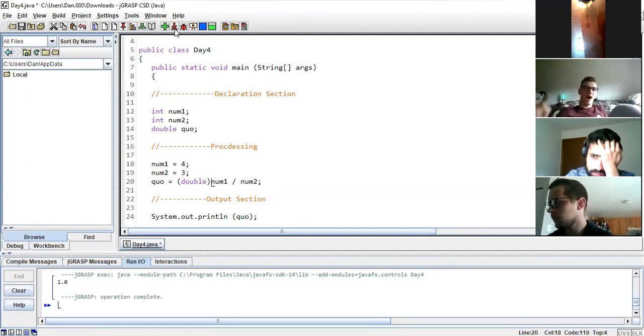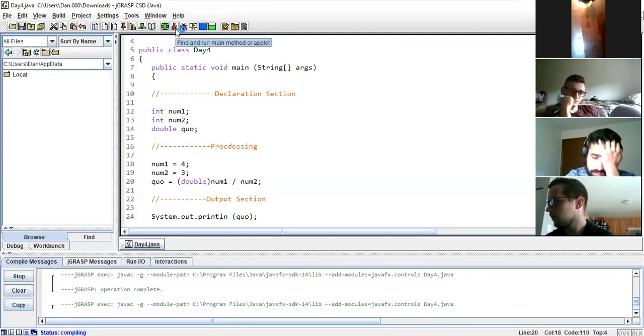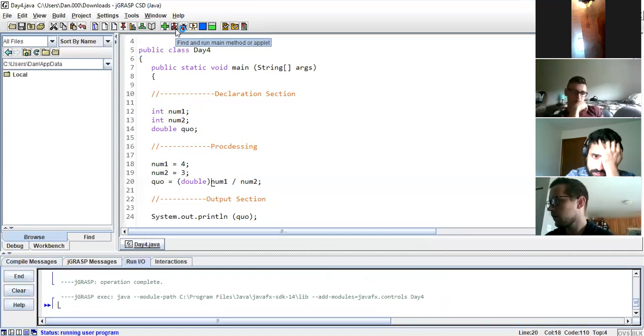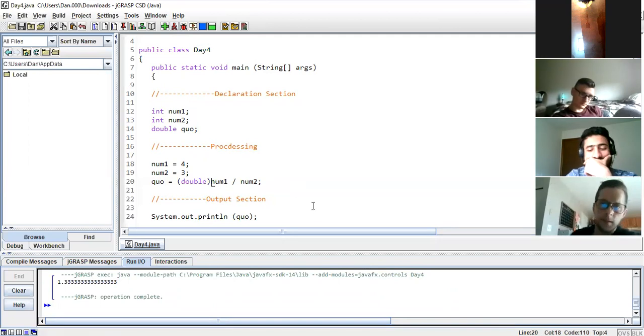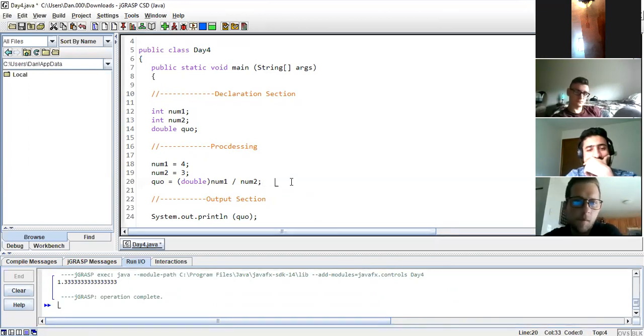And this time when I run the program, I'm going to get, drum roll please, 1.333333. So if I ever need to do it, I can do this thing called casting and put it in front of a number, and it will in fact turn it into a different data type. Cool? All right, good. So that's good to know.